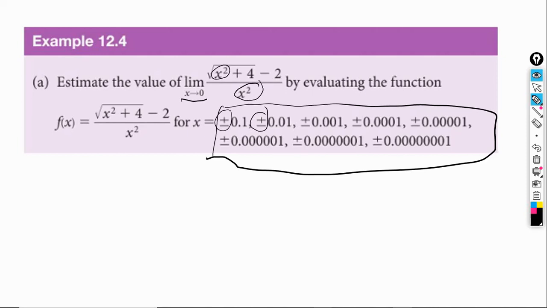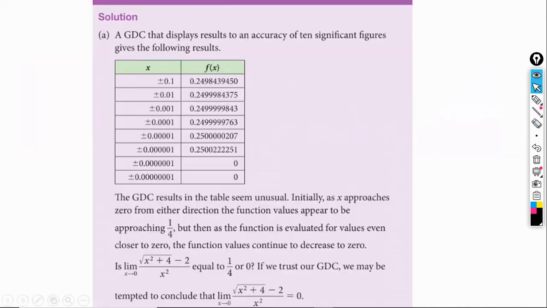Although in this case, it doesn't really make a difference because x is squared. That means that this is always going to be greater than 0. So really, we only have to plug in the positive values. So you guys can do that with your calculators. And you can see a pattern that I'm going to show you in the following table. So here's the table. And you can see that when 0.1 was plugged in, the answer was 0.2498, etc. Then successively you get to 0.249, 0.249, 0.249, 0.25, 0.25.